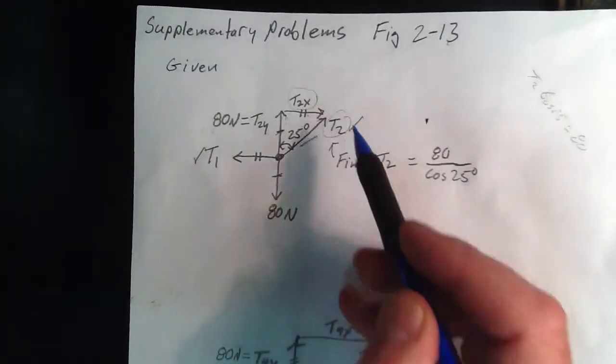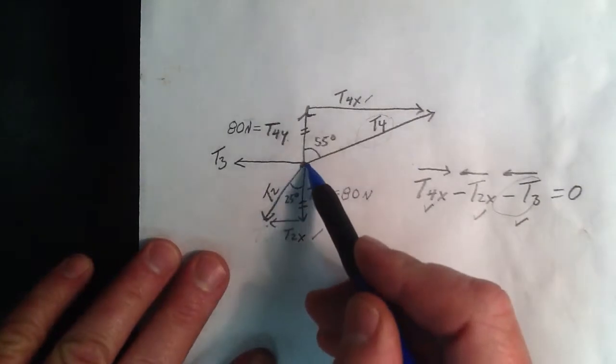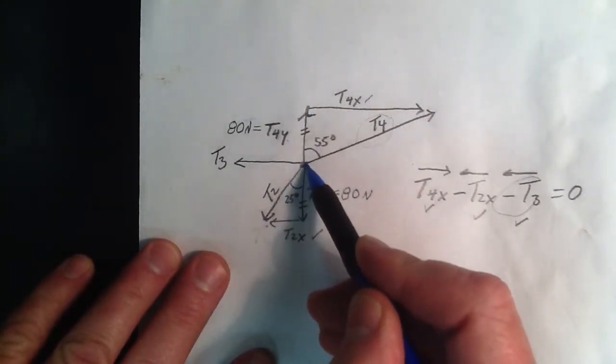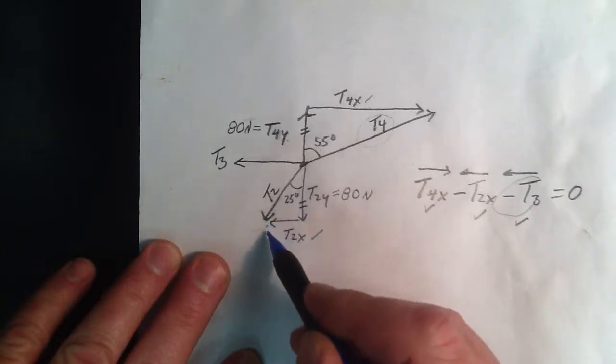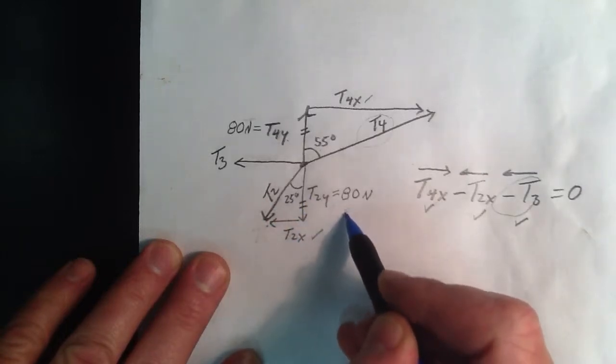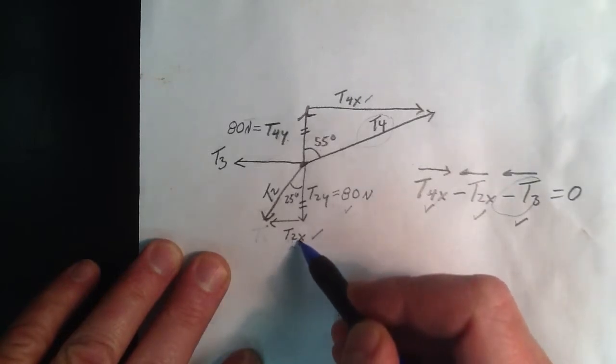Now this piece, I'm going to have to carry on to my next free body diagram. This is going to be a very important calculation for me, because when I get to this point right here, I know everything about T2. So when I break it into components, I already know this and I already know this. All right, so that's going to help me solve the problem here.